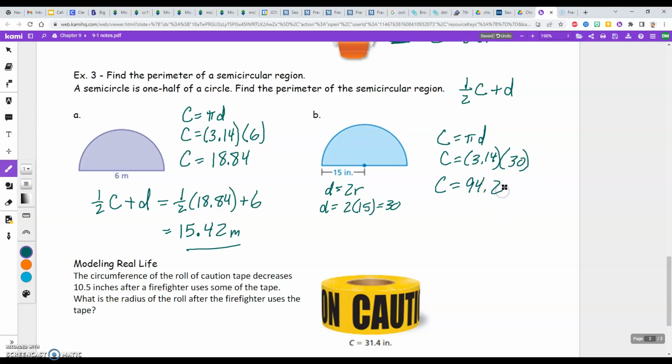94.2. And then to finish the problem, we want 1/2 the circumference plus the diameter, which is 1/2 of 94.2 plus 30. Half of 94.2 plus 30 is 77.1. And that's inches.